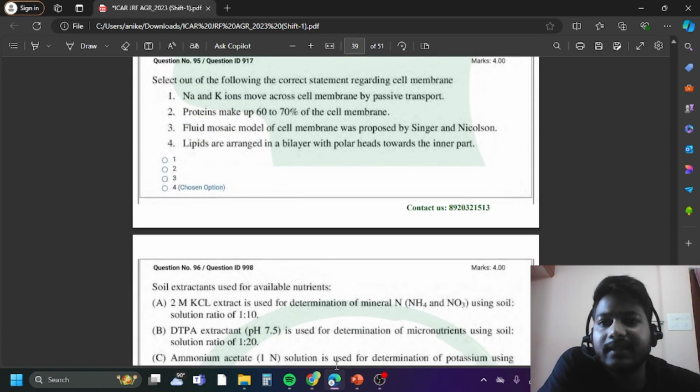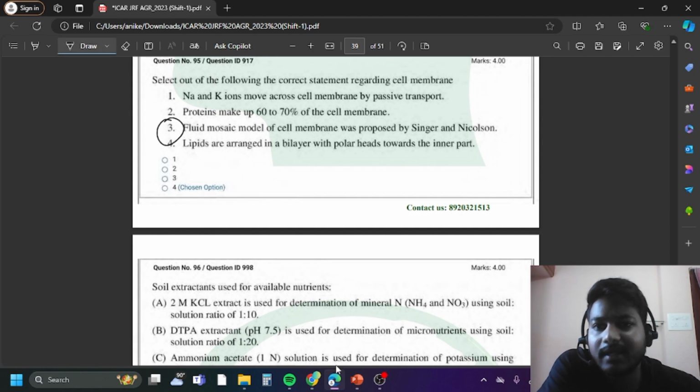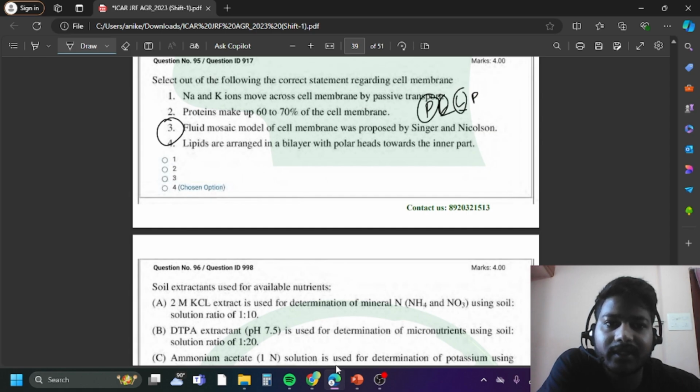Next: select the correct statement regarding the cell membrane. Okay, you please go through it. Only 3 is correct. Okay, according to the answer 3 is correct. Also you should remember, they have given that proteins make up 60 to 70% of the cell membrane. No, the cell membrane is made up of phospholipid and protein, equally distributed as protein and lipid layer.